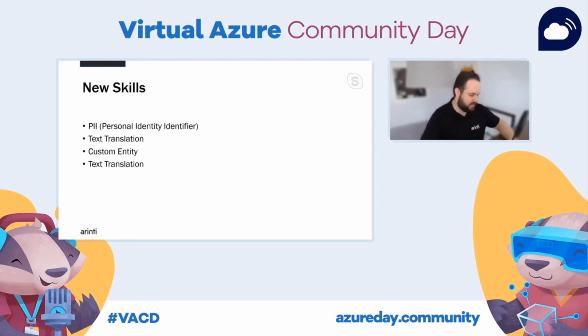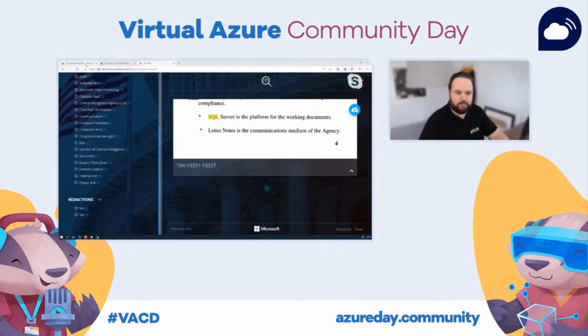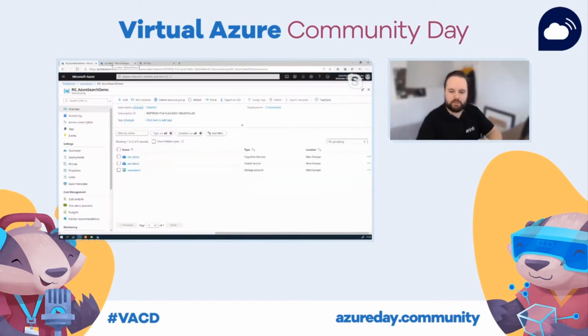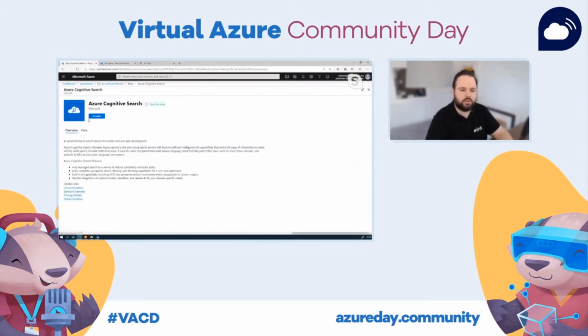Okay, enough slides. Let's go into Azure. Okay, we'll start with just creating a fresh search service, just so you have an idea of how you need to do it. So we'll add Cognitive Search, Azure Cognitive Search, say create.